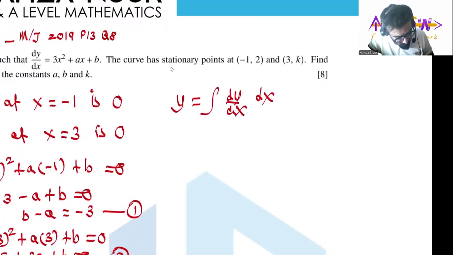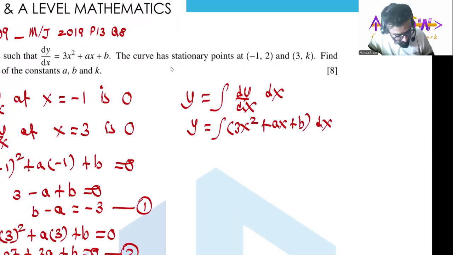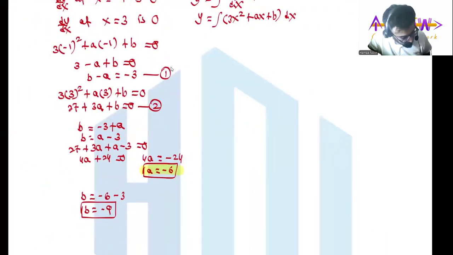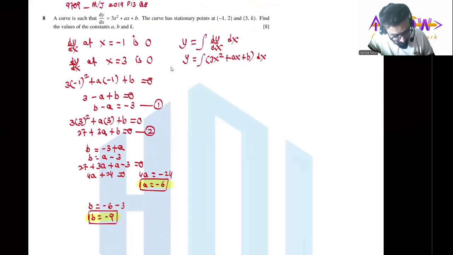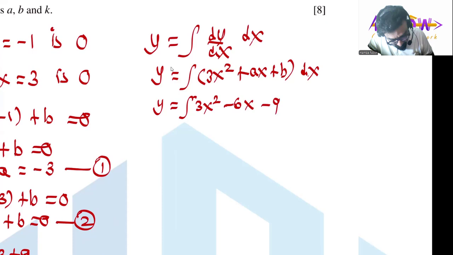So in order to get the equation of the curve, we need to integrate 3x square plus ax plus b with respect to x. And as we can see, a is equal to -6 and b is equal to -9. We need to integrate this with respect to x.